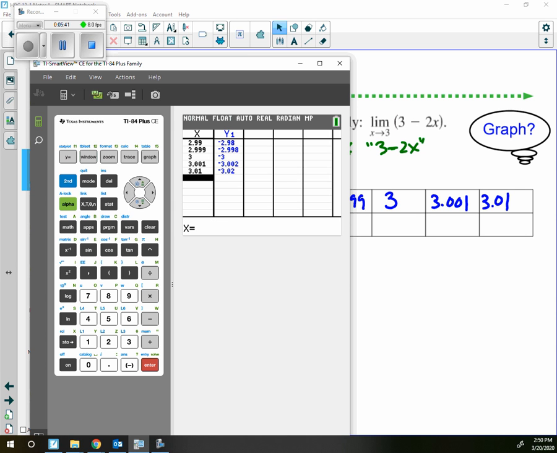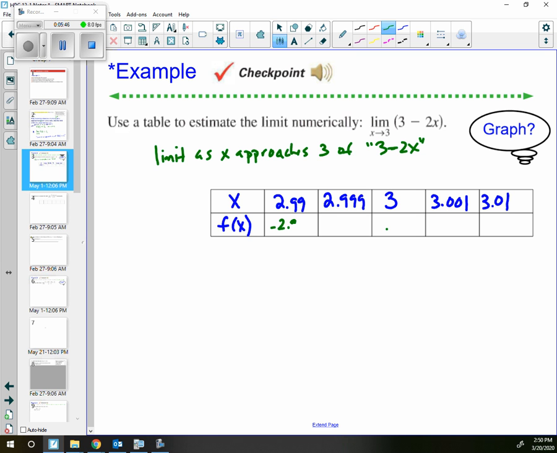So numerically, let's see what's happening here. If you look at the values in the table, I'm going to go ahead and transfer them over here. So we've got -2.98, then we've got -2.998, we've got over here -3.02, -3.002. I think I went the wrong way on that one. There we go. The question mark is what's in the middle. So what is this getting closer and closer to?